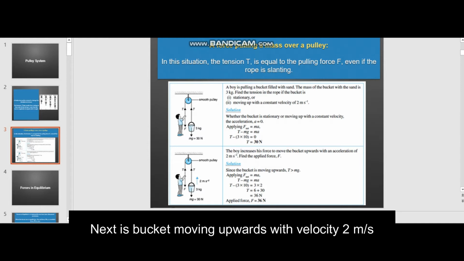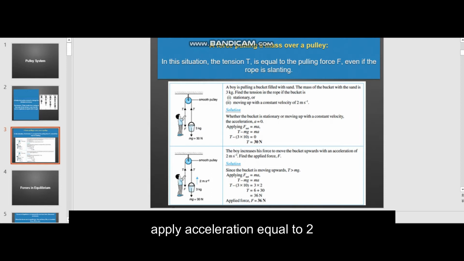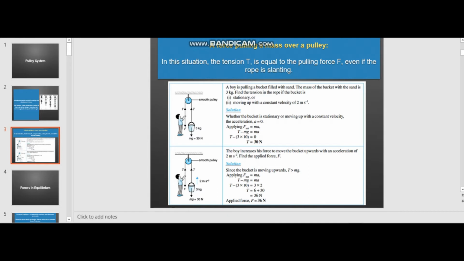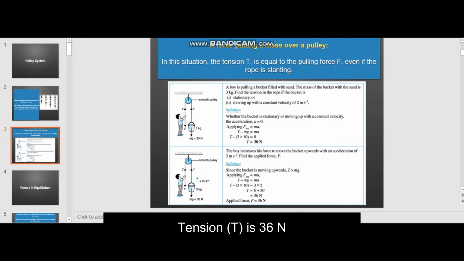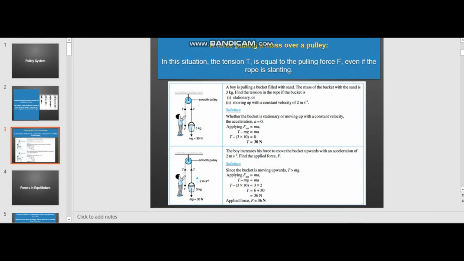And next is when the bucket is moving upwards with an acceleration of 2 meters per second squared. Using the same equation, T minus mg equal to ma, where mg is 3 times 10 and ma is 3 times 2. So we can find T, which is 36 Newton. So the applied force is 36 Newtons.